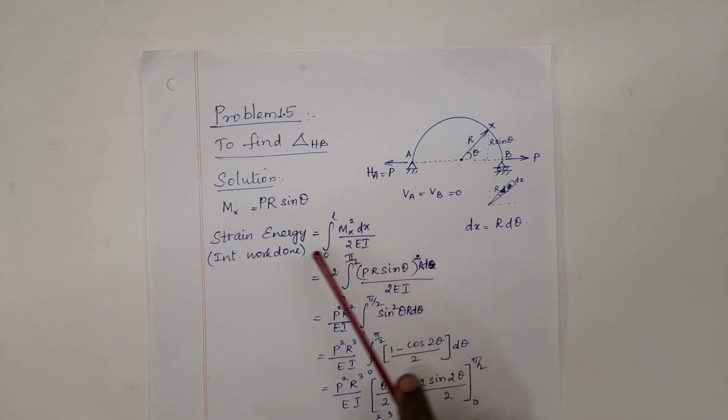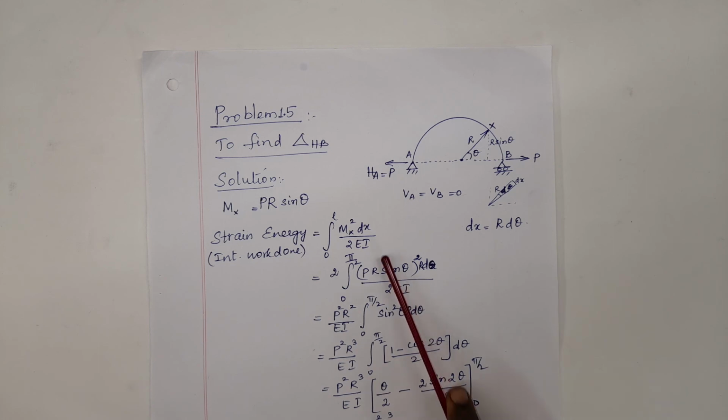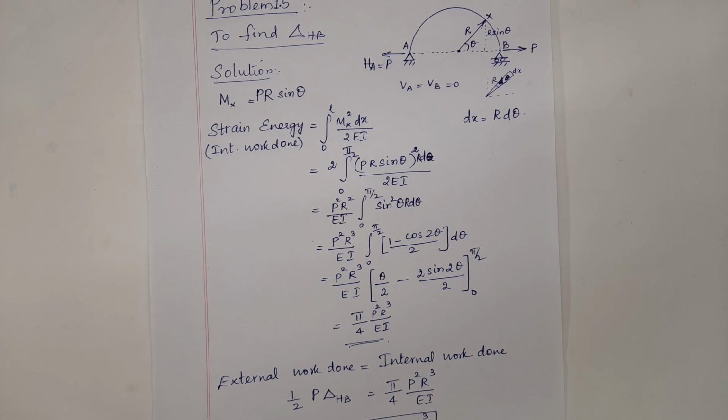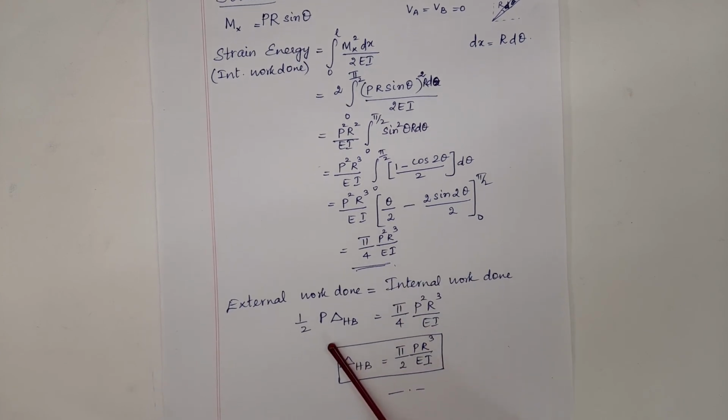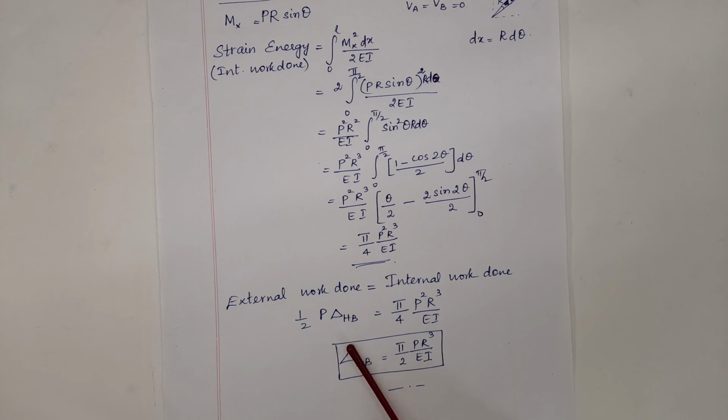For Mx, I have substituted PR sin theta. For dx, I have substituted r d theta. Sin squared theta is written as 1 minus cos 2 theta by 2. After integrating, the expression is obtained here. Now, our main aim is to determine the horizontal deflection at B. External work done is equated with internal work done. External work done is determined by half P delta and equated with internal work done. The expression for horizontal displacement at the roller end can be determined.